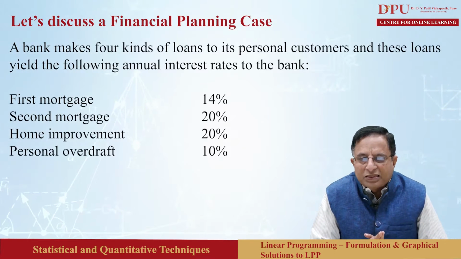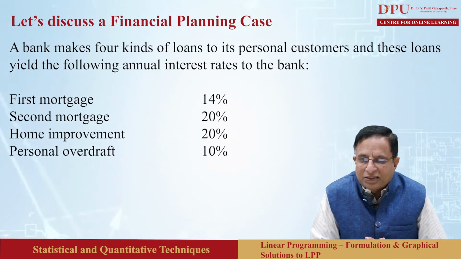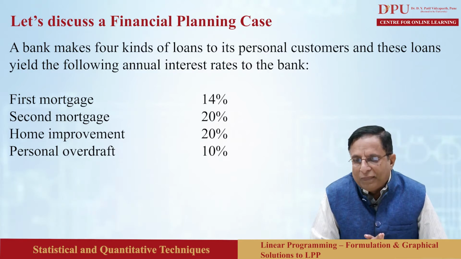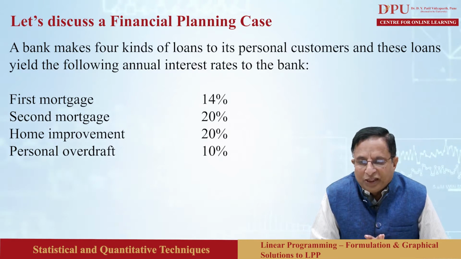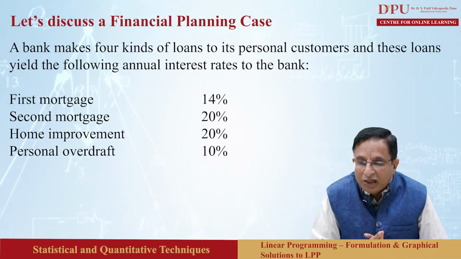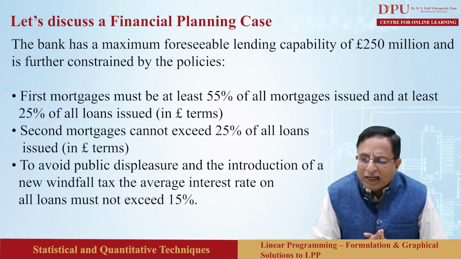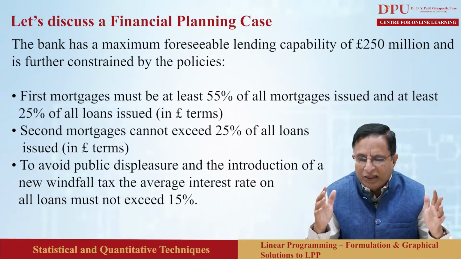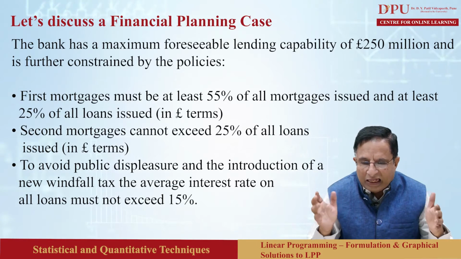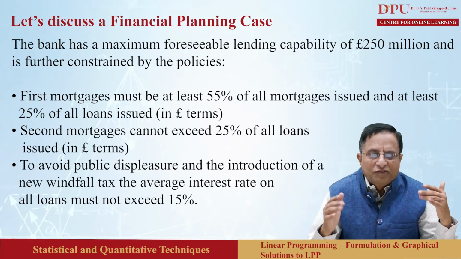A bank makes 4 types of loans to its personal customers, and these loans yield the following annual interest to the bank: first mortgage 14%, second mortgage 20%, home improvement 20%, personal overdraft 10%. The bank has a maximum foreseeable lending capability of $250 million, and this is further constrained by policies. Now what are the different policies?